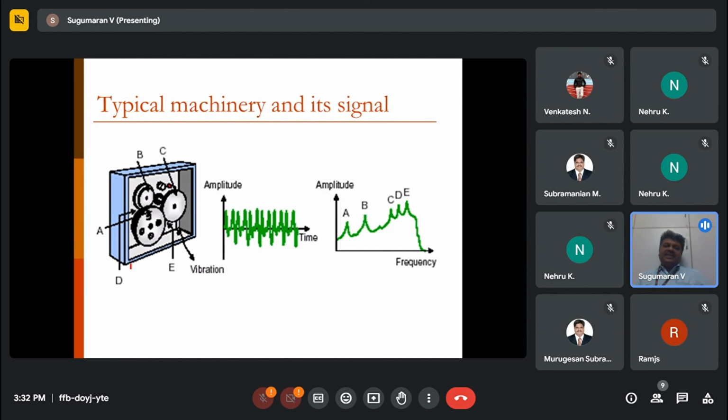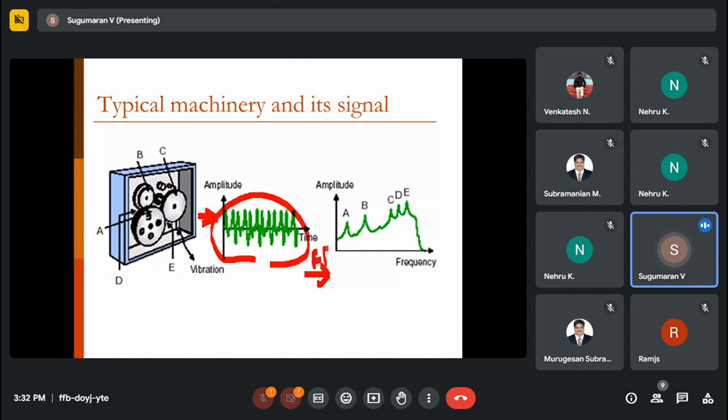Now, typical machinery and its signal. Suppose let's have one gearbox. Let's say it is a lathe, and there are a set of gears. I make a measurement, and it looks something like this. And this is time versus amplitude. This is a time domain signal. Okay. Now I do FFT. FFT means fast Fourier transform. I will get a frequency domain signal.